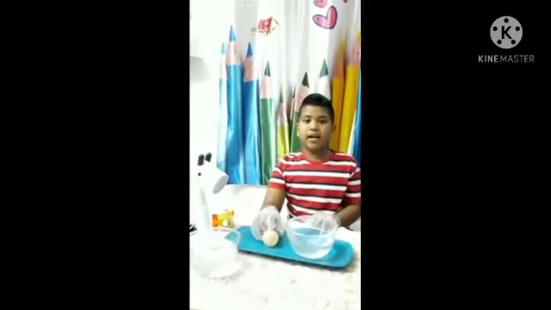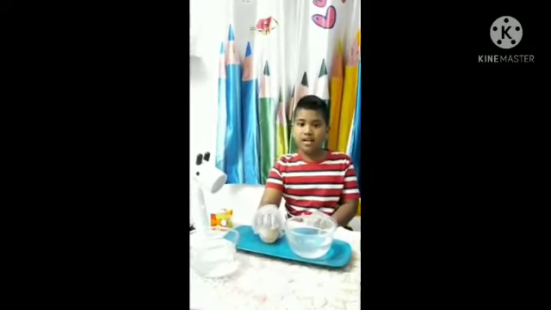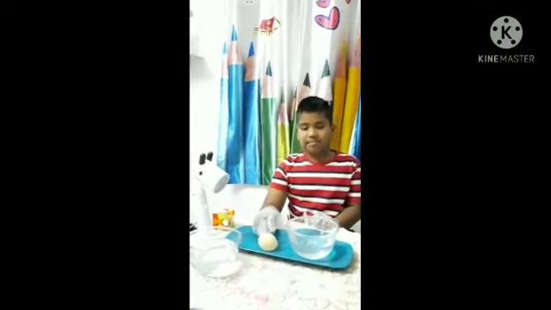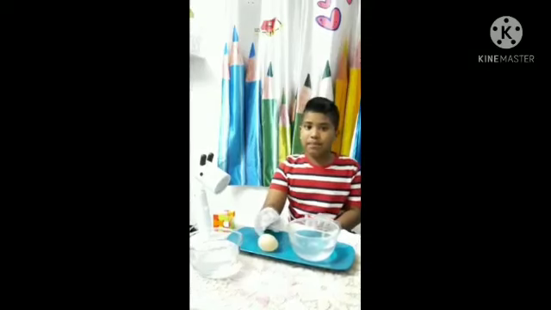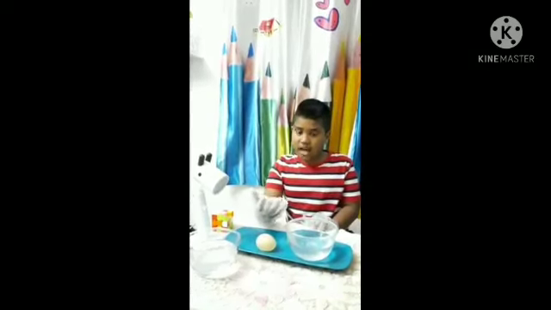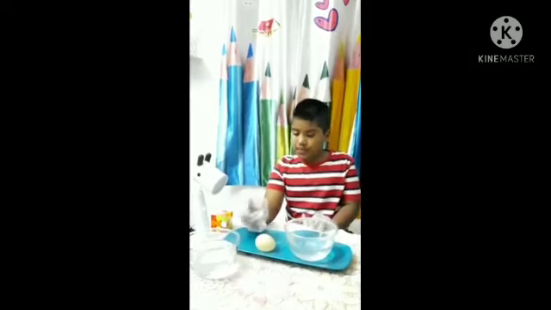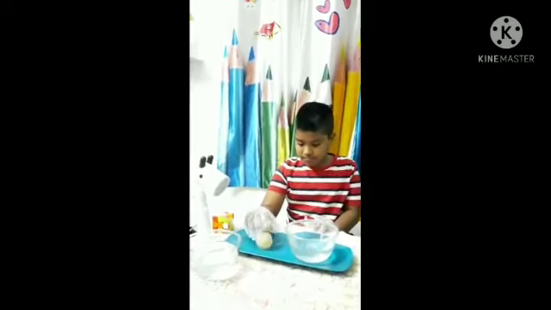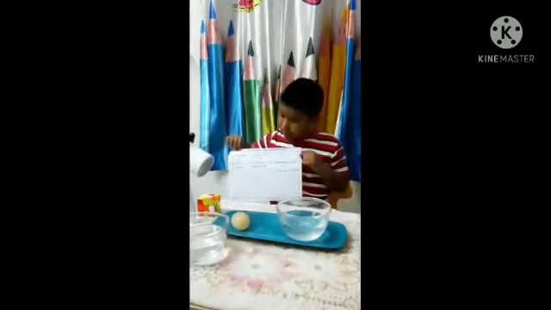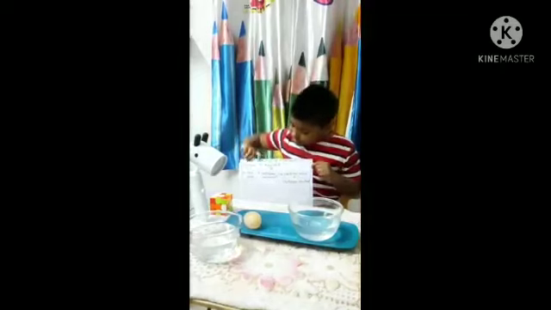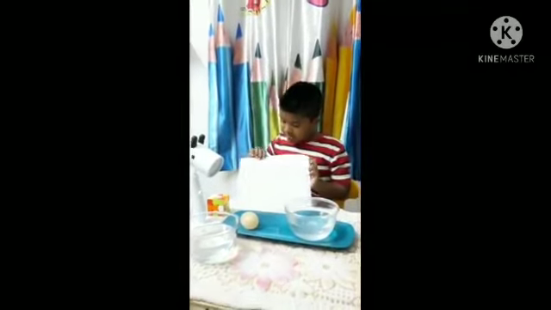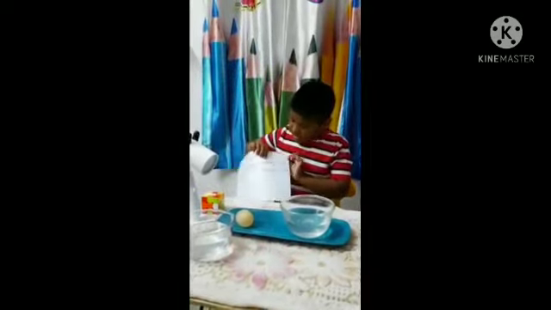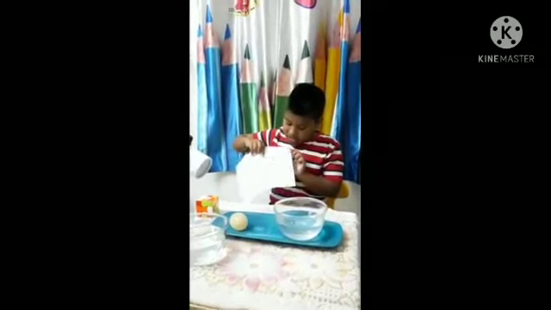Let me give the science behind this experiment. Vinegar is an acid and eggshell is made up of calcium carbonate. When you soak an egg in vinegar, a chemical reaction takes place and the eggshell gets dissolved and the egg bounces. Vinegar, which is acetic acid, reacts with the eggshell, which is made up of calcium carbonate. They both emit carbonic acid and calcium acetate.